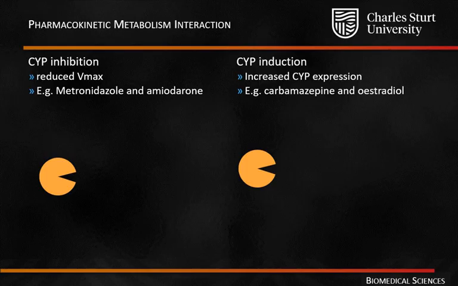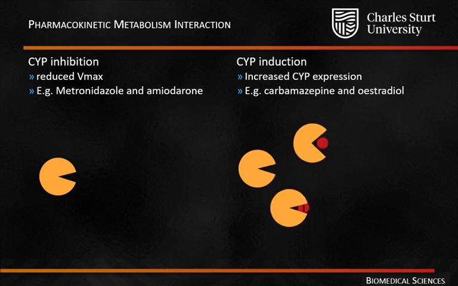The other example is a cytochrome inducer, and what this does is it increases the expression of the enzymes, so there are more of them. So for example, carbamazepine, it's an anti-epileptic drug. It makes more of the cytochrome enzyme and it will chew up more of the substrate, in this case estradiol, which means that the steady state concentration of estradiol will actually go down.